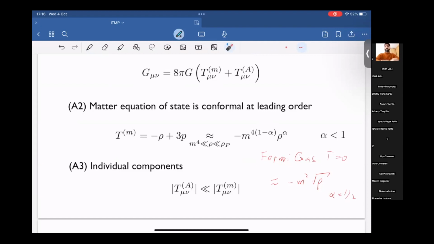Sorry, could you repeat the reason why alpha is less than 1? Why is it always true?